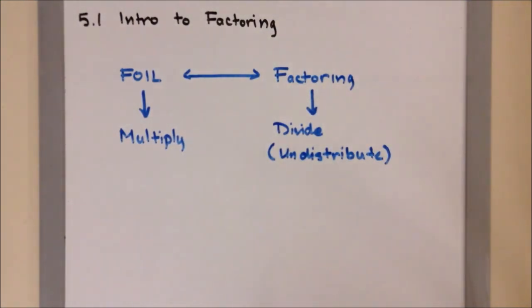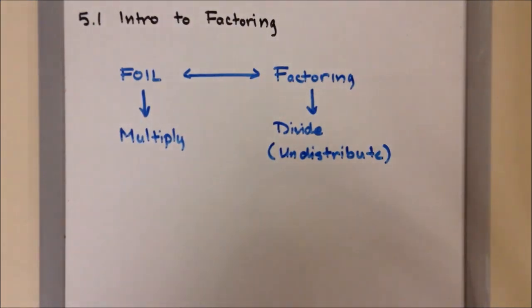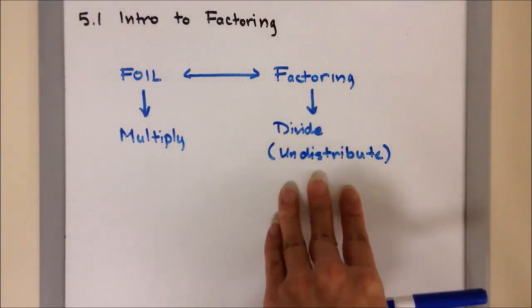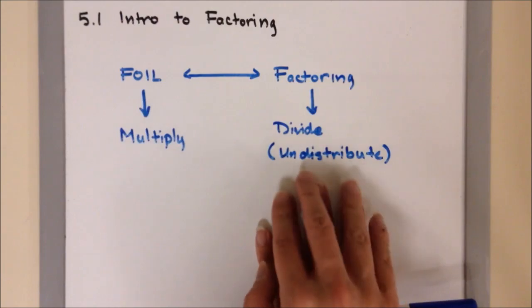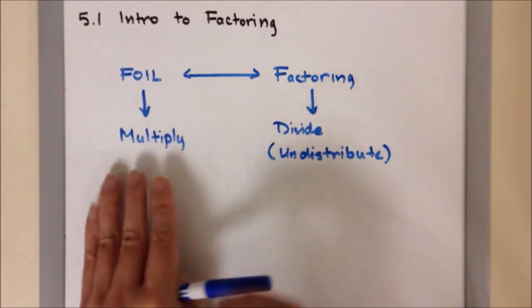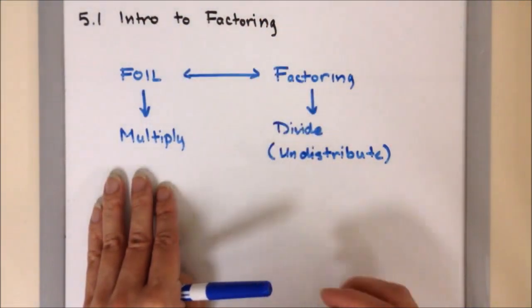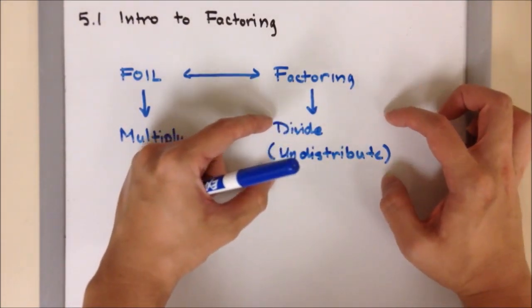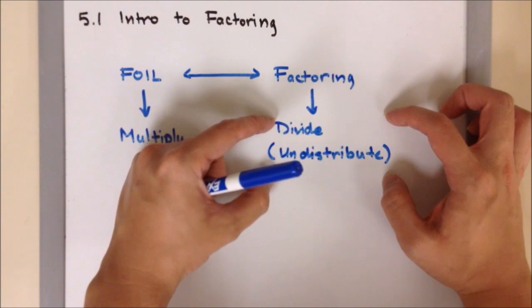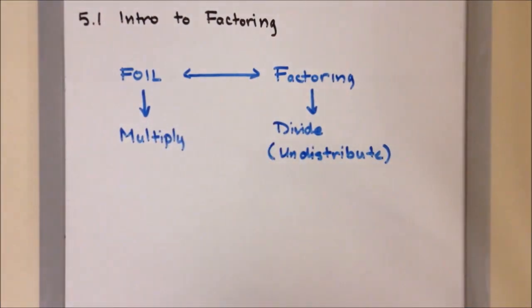So we're going to be talking about how to factor by GCF and factor by grouping. When we're talking about factoring by GCF and grouping, we're going to be talking about dividing or undistributing, meaning the opposite of FOIL and multiply. So you're going to hear me saying divide or undistribute multiple times.